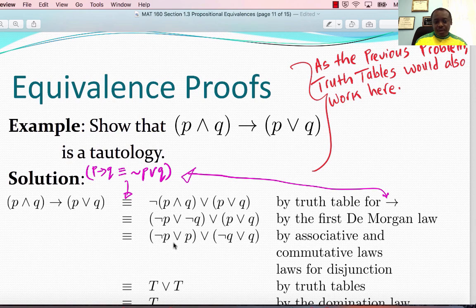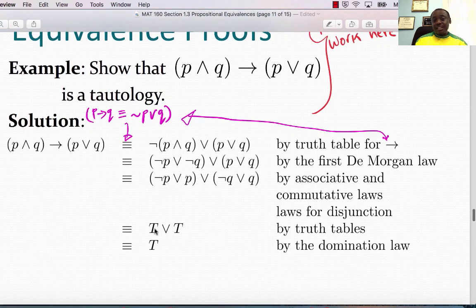But not P or P is true. Remember? Not Q or Q is true. Both are tautologies. So we end up with T or T. And T or T is always true. What have we done? We've successfully shown that P and Q implies P or Q is a tautology. It's always true. This whole concept introduces you very slowly to the concept of proofs. We would use this same idea to prove a couple of things in set theory and even beyond that.